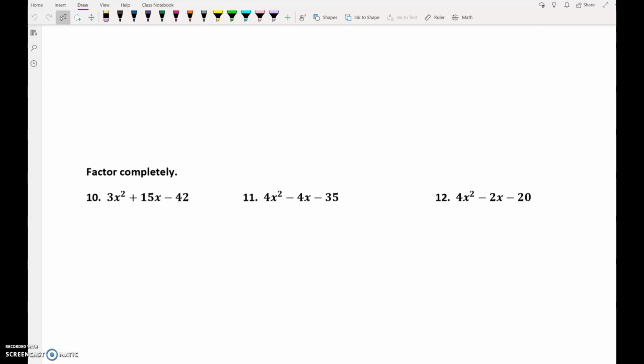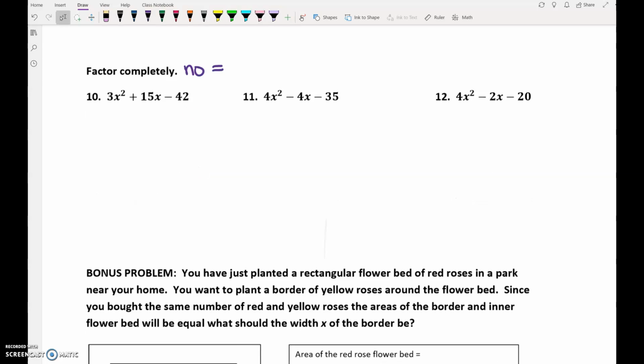So your answer should be with parentheses. You should not have x equals on 10, 11, and 12 because there's no equal sign. So you might want to write down no equals. Your answer should be in factored form, not x equals.